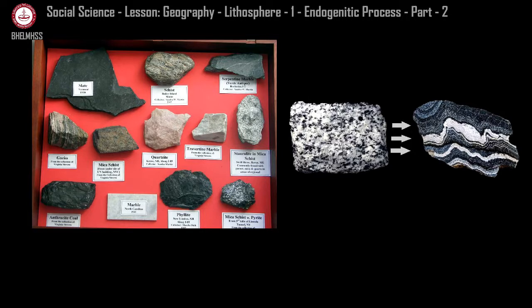The third important type of rock is the metamorphic rock. Metamorphism means change of form. It changes from one form to another. When these sedimentary rocks, after millions of years, have a lot of pressure mounted on them, or heat and pressure together, they change into another type of rock.